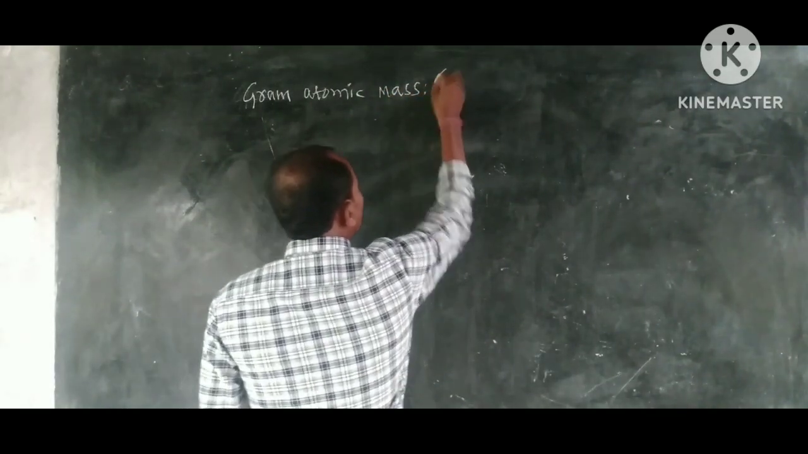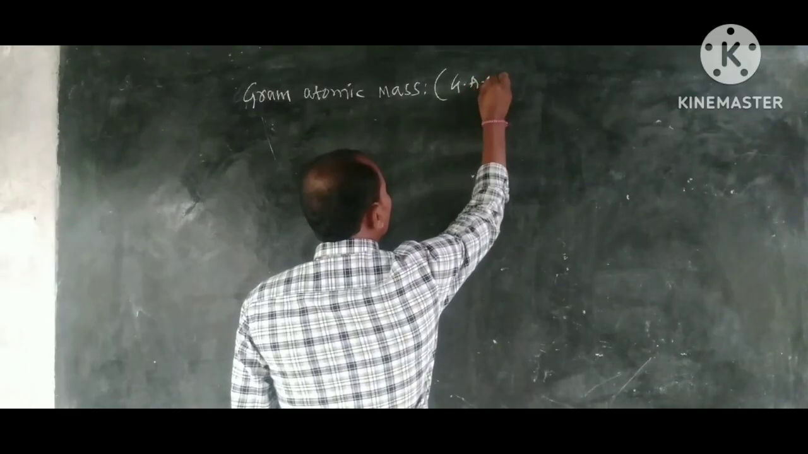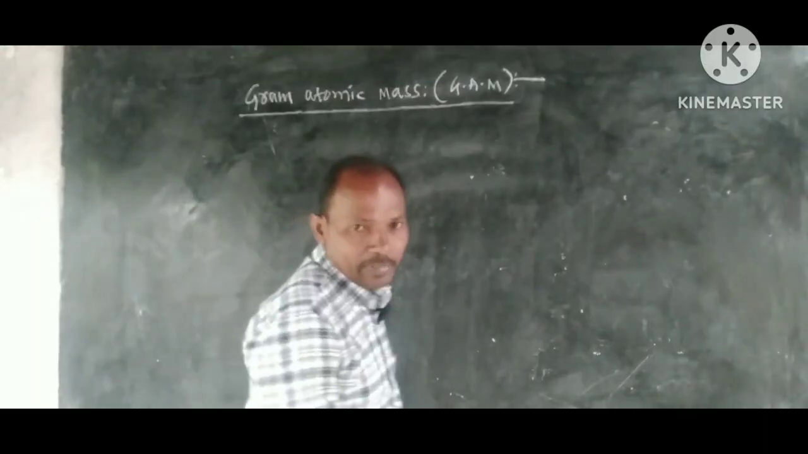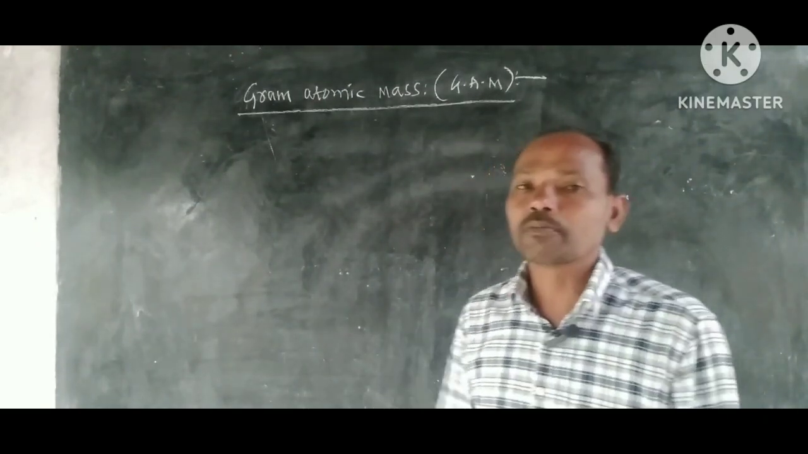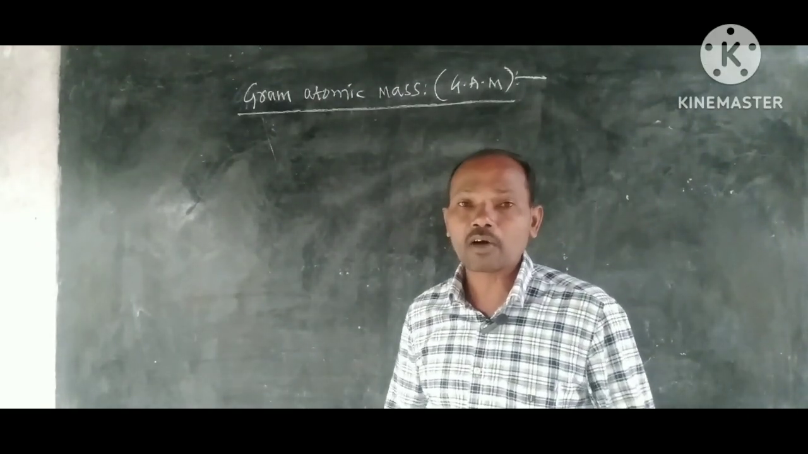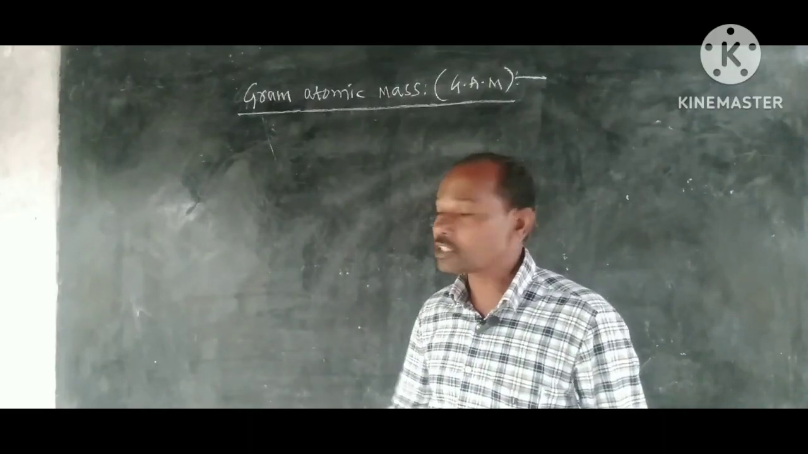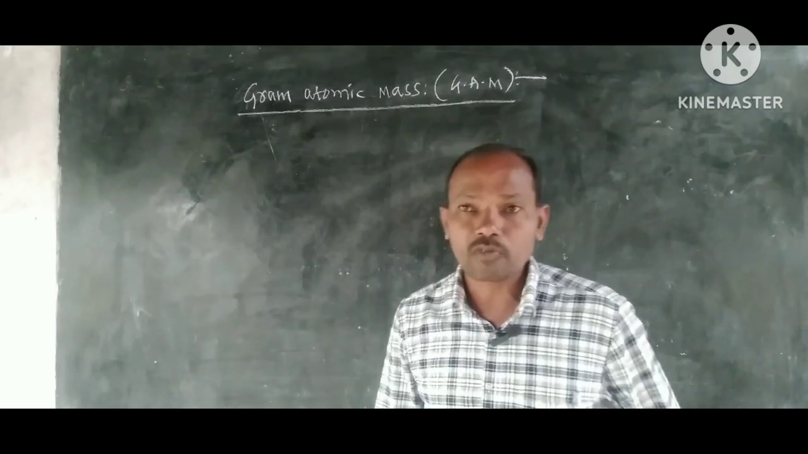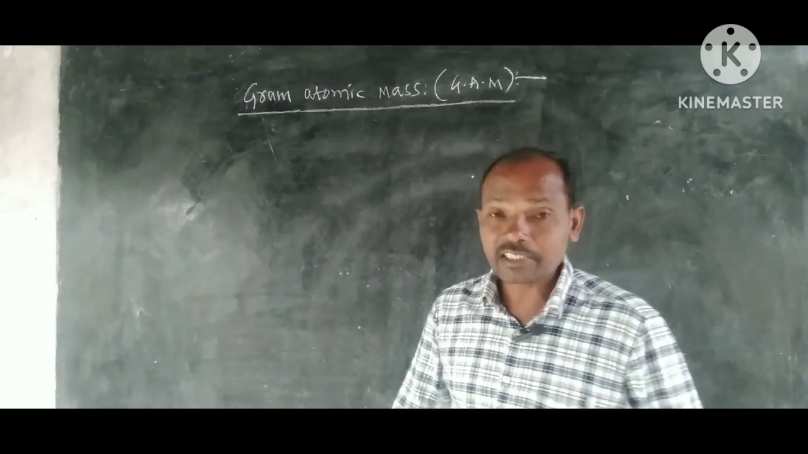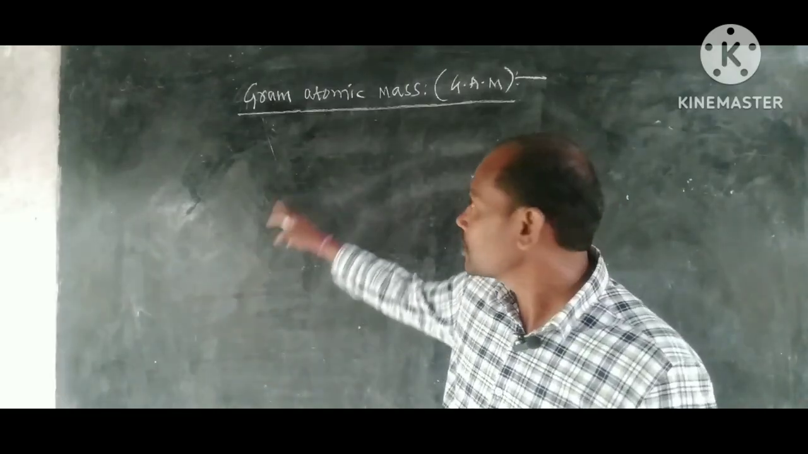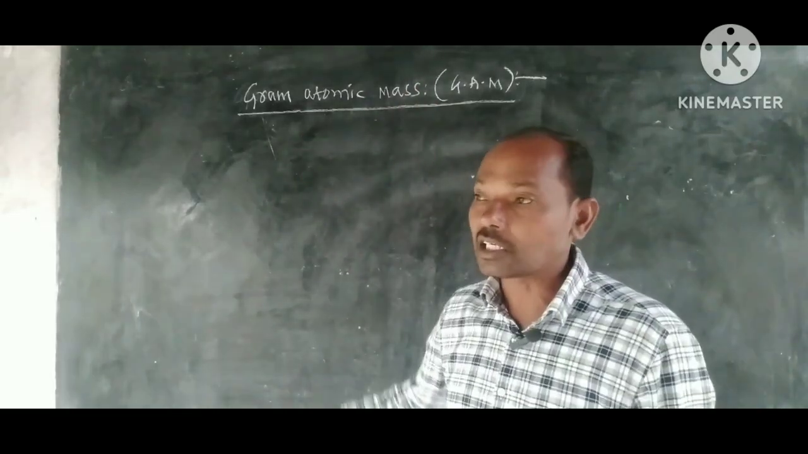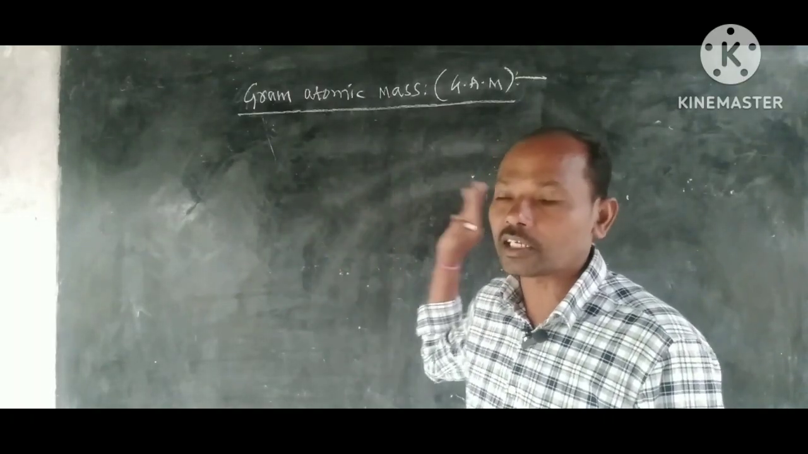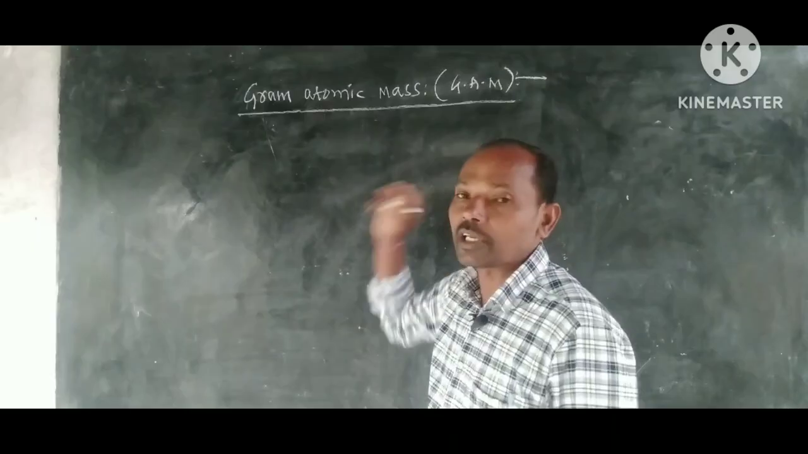Okay, GAM, gram atomic mass. So what is the gram atomic mass? Gram atomic mass means the mass of one mole of atoms. That is called gram atomic mass. Atomic mass means the mass of only one atom. But what is the gram atomic mass? Gram atomic mass means the mass of one mole of atoms.